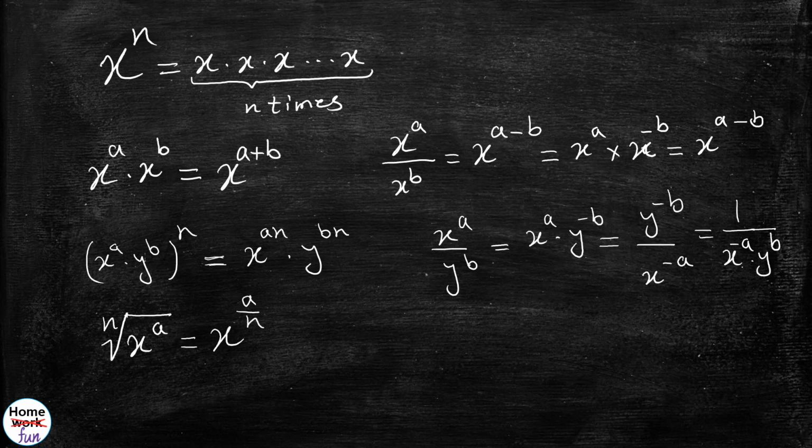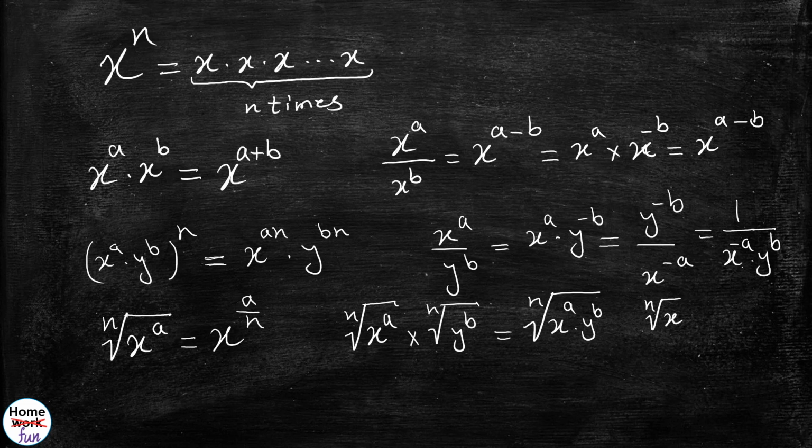And if you had multiple roots with the same degree, for example, x to the power of a, nth root of that, times y to the power of b, nth root of that, you can just write that as one nth root and multiply those two together, x to the power of a times y to the power of b. Similarly, you can do that for a division of the roots. So nth root of x over nth root of y is equal to one big nth root of x over y.